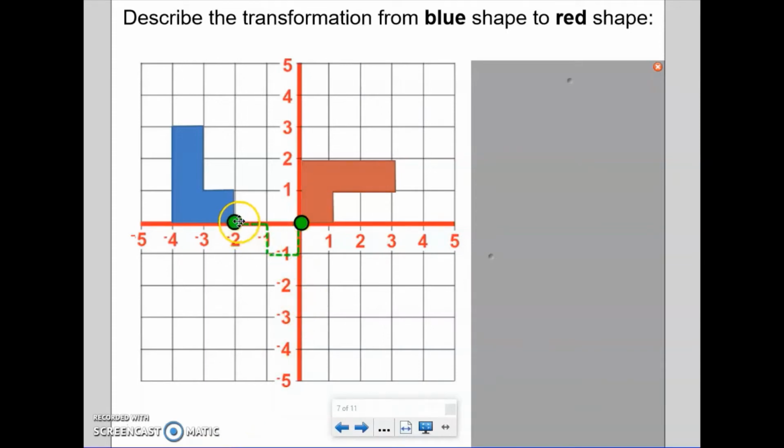So this was my original dotted green line here. And from this point at -1, -1, I've rotated it to now stand here. So here is the image of my dotted green line.